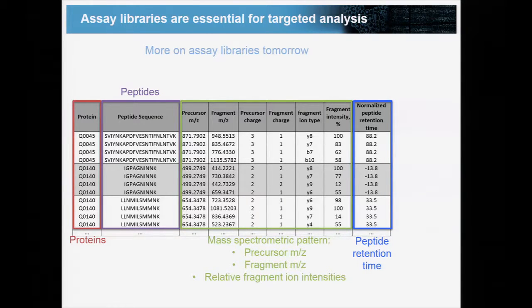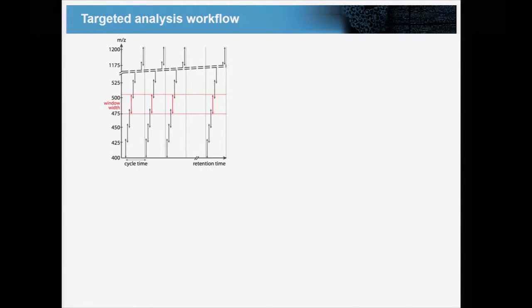But in principle, the library has a very similar set of information: the protein accession, the peptide sequences, the precursor and fragment ion m/z's, and some other information, like which ion type it is. Importantly, the relative fragment ion intensities and the peptide retention time on some normalized scale, this iRT scale. And this is essentially the starting point for this targeted analysis, right? Some picture of what the peptide looks like to the mass spectrometer.